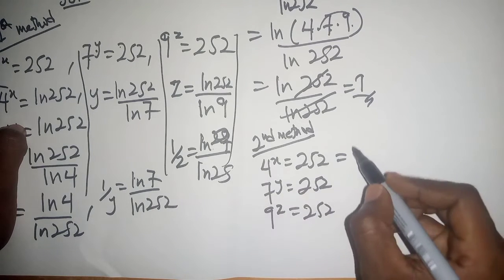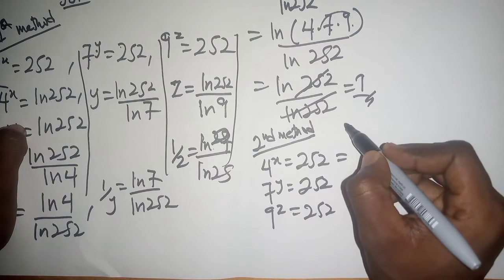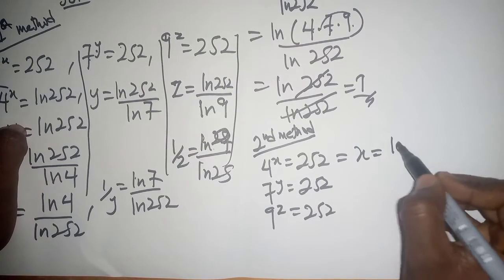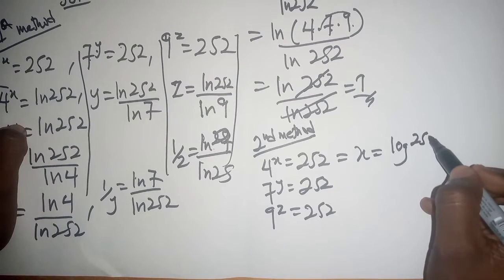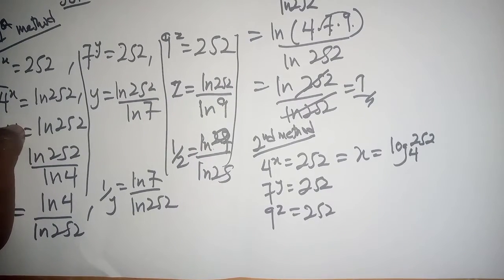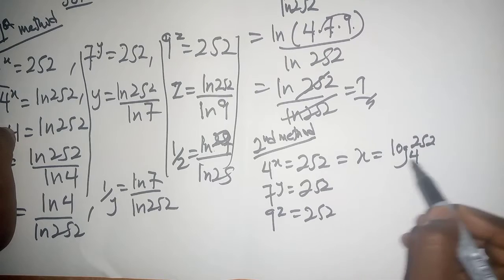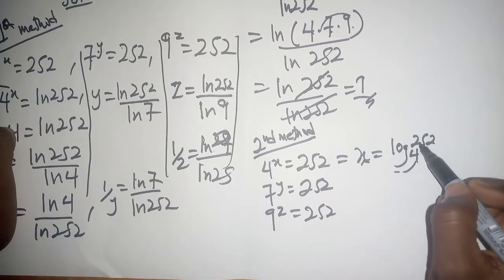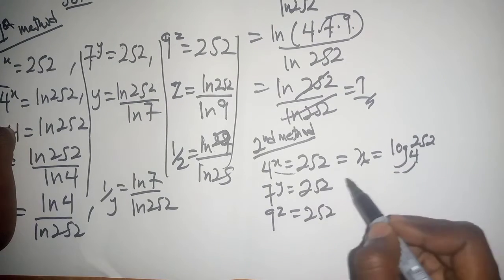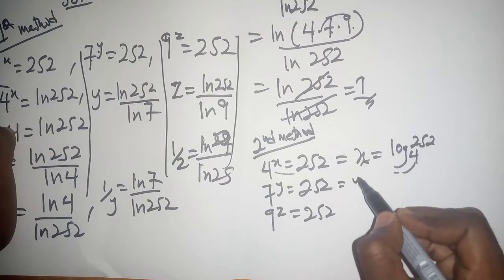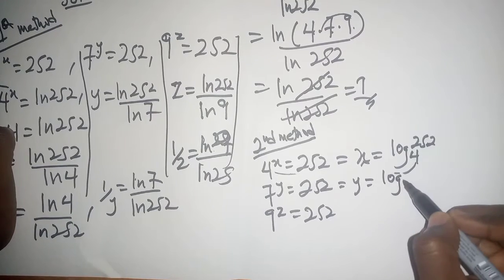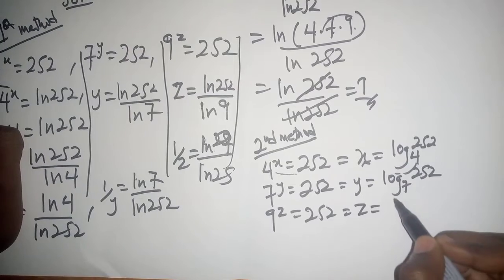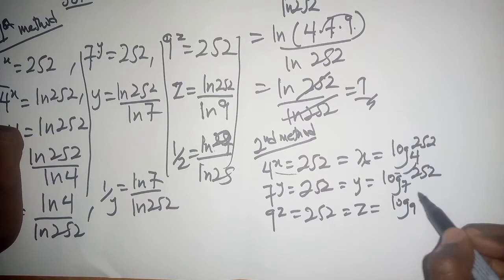So when this whole thing looks like this: x equals log base 4 of 252, right? So 4 comes to raise that up and becomes 4 to the power x, and then we have the 252. That's what you see over here. So I'm just reversing the whole thing. So y equals the log base 7 of 252, and then over here z equals the log base 9 of 252 in this case.